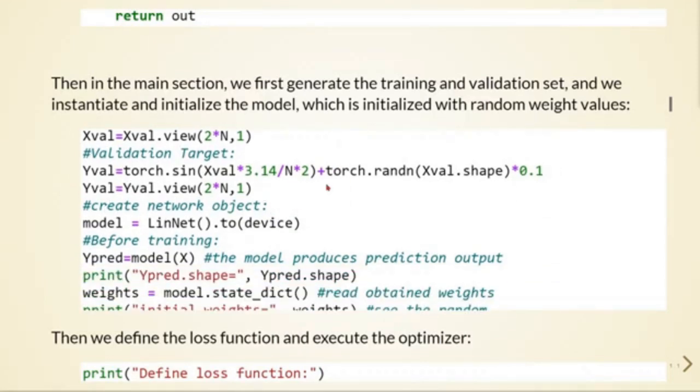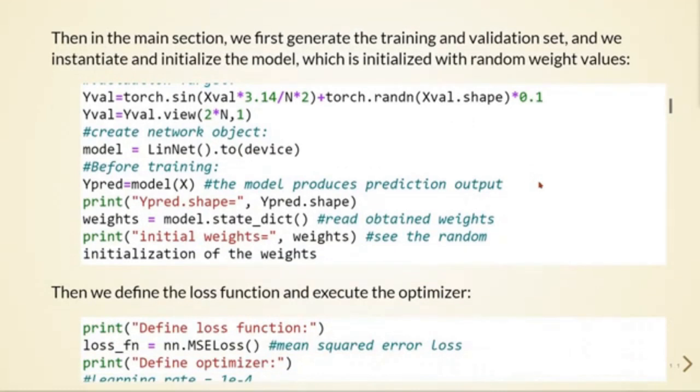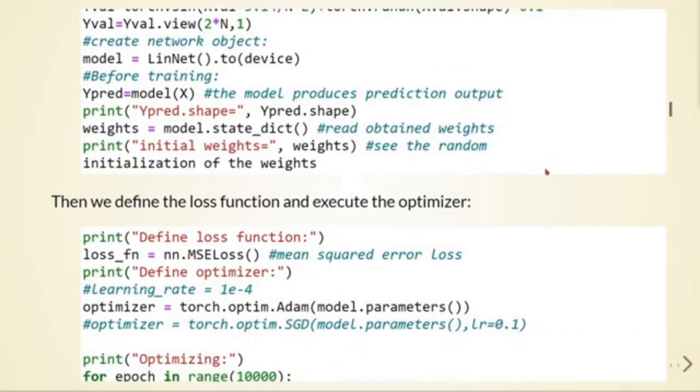Here we are creating our network object and we are calling it model. Before training, we can take a look at the weights. These are the weights at the initialization of the model, so it's before training. And then we can also take a look at the prediction before training.